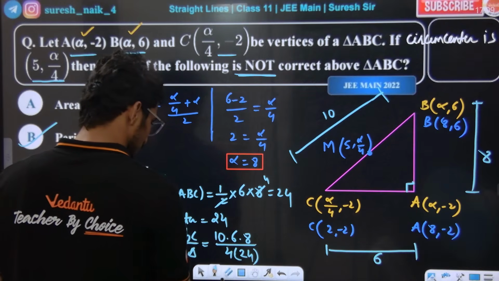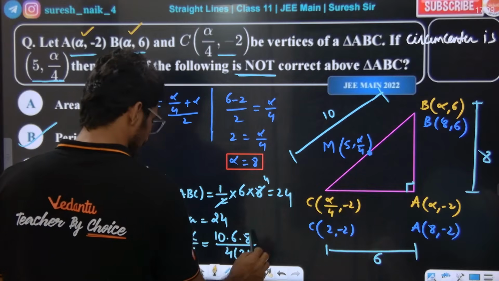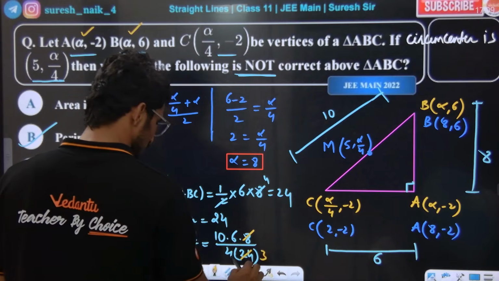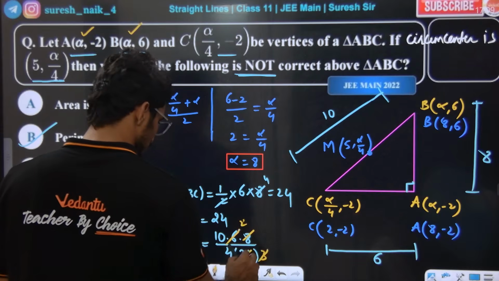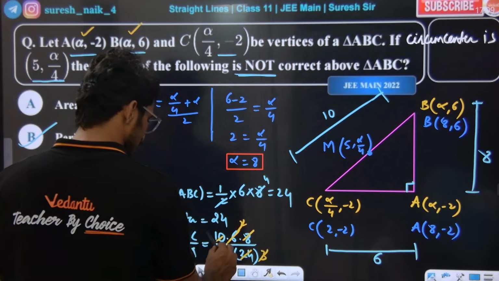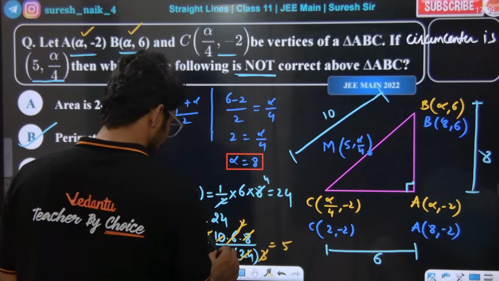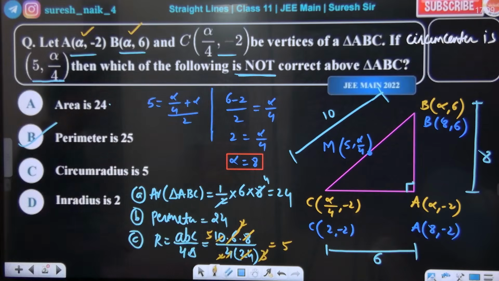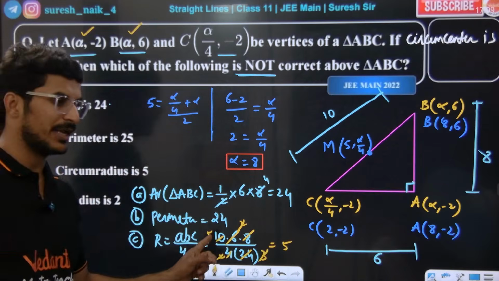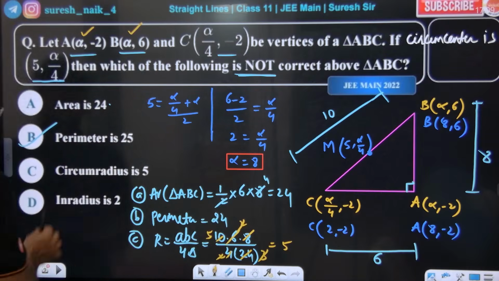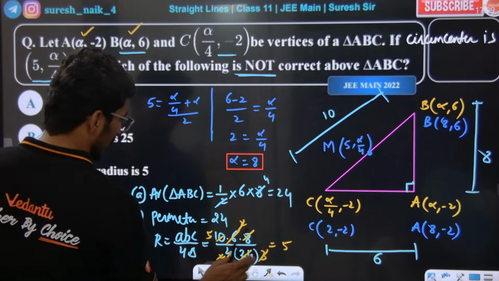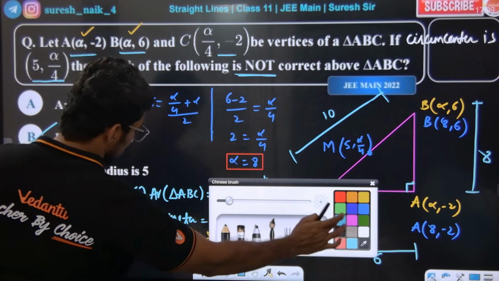Okay, sir, solve this. What will this give, sir? 3, 3 1s, 3 2s, 2 1s, 2 2s, 2 1s, 2 5s. I'm getting 5. So they also have given 5. So the circumradius is 5, we are getting. So option C cannot be the wrong answer because we are getting the right answer. Okay, we are getting option C as right.